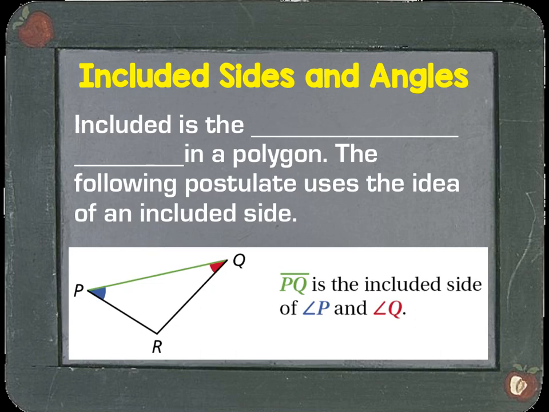So an included side is the common side of two consecutive angles in a polygon. The following postulate uses the idea of an included side. So here we have side PQ, this green side, is the included side between angle P and angle Q. So everybody sees how that side is in the middle of angle P and angle Q. So it's the included side.